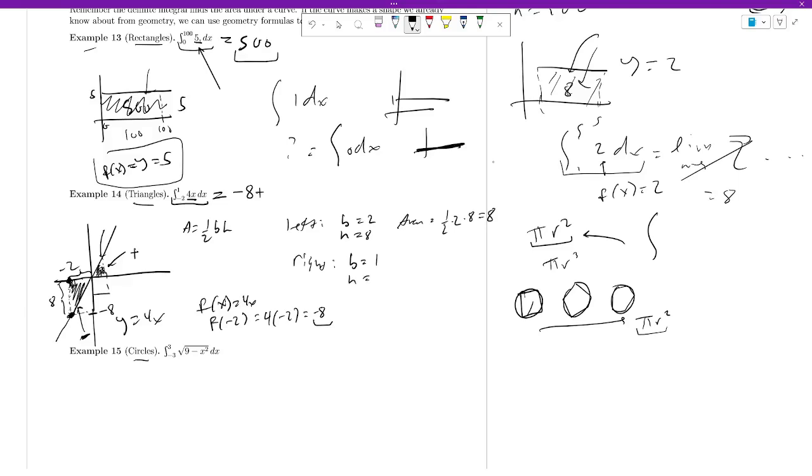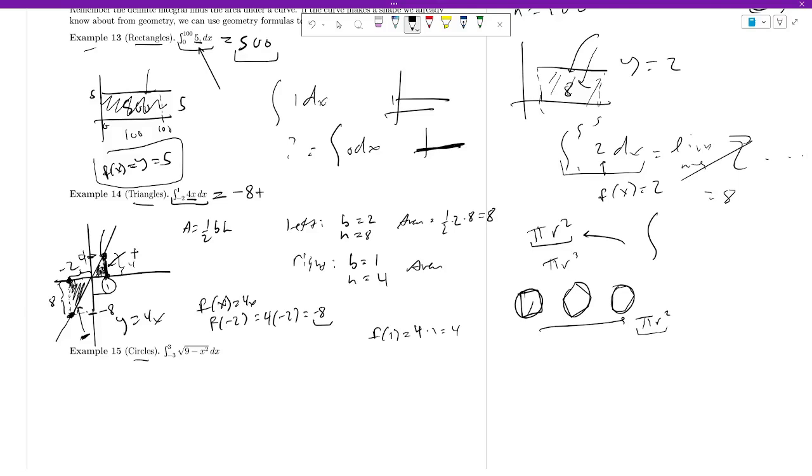What's the height? Again, it's this distance. So I need to know that y value. How do I find it? I've got to plug in this x value right here. So let's do f of 1. It's 4 times 1, otherwise known as 4, and our height is 4. Right, so this y value is 4, which means this total height is 4.